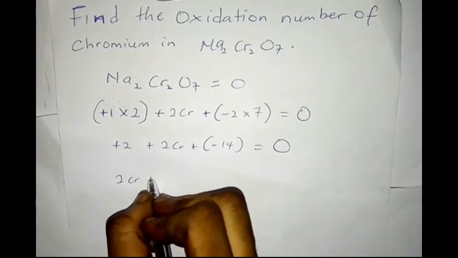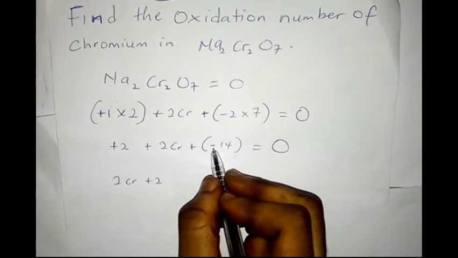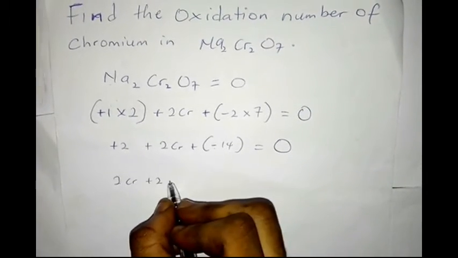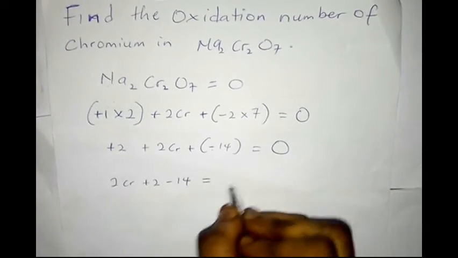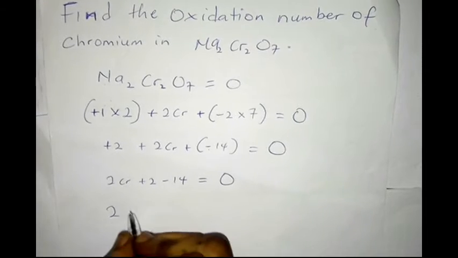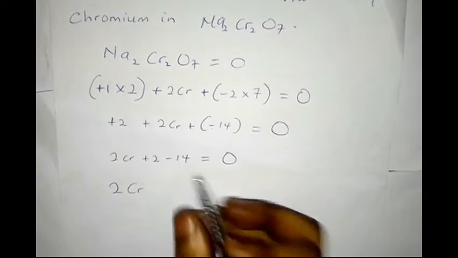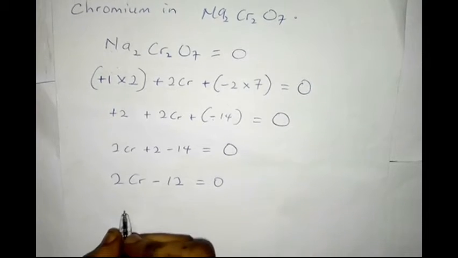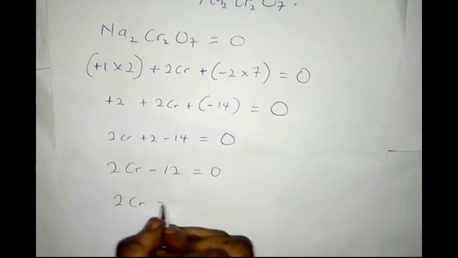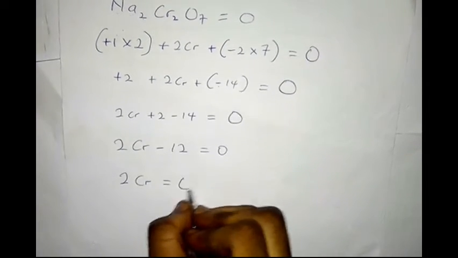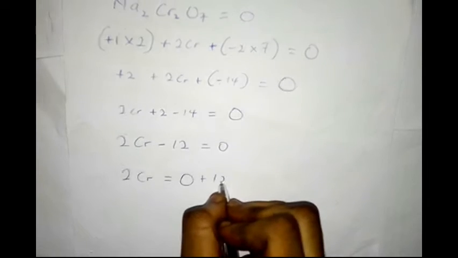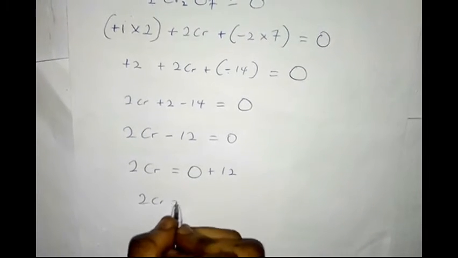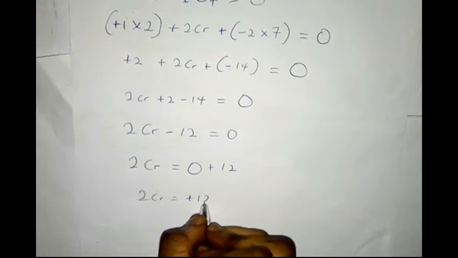2Cr plus 2, plus times minus is minus, so this will become minus 14 is equal to 0. 2Cr plus 2 minus 14, that's minus 12, is equal to 0. 2Cr will now be equal to what? 0 plus 12, and 2Cr will now give us plus 12.